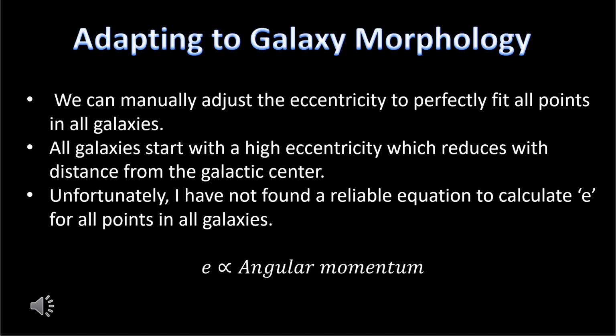But from what I can see, the larger the mass of the galaxy and the faster the rotation, and therefore the larger the angular momentum of that galaxy, the higher E. And so E is directly proportional to angular momentum for individual galaxies and for each point in individual galaxies.